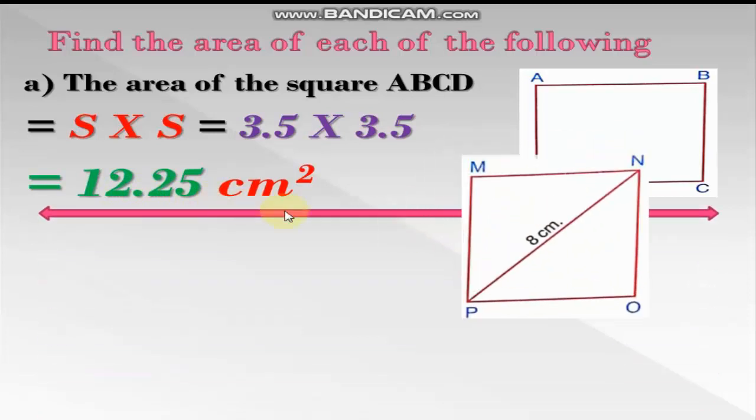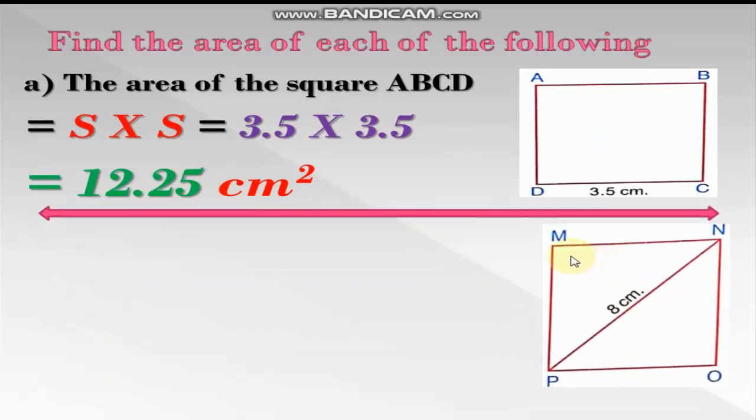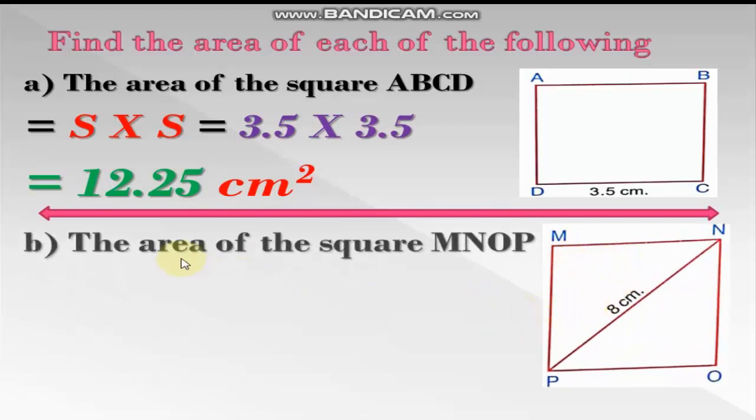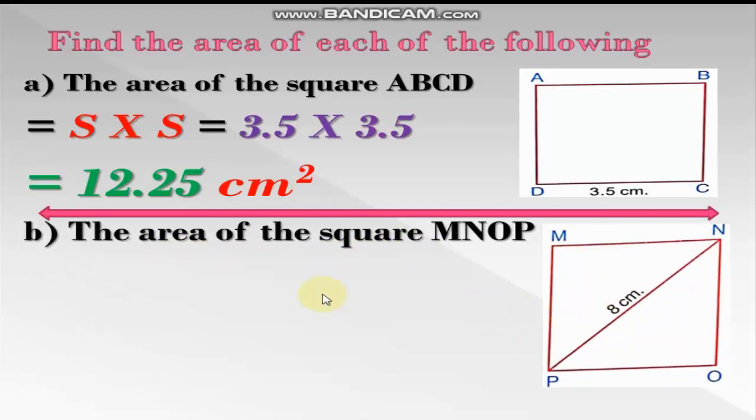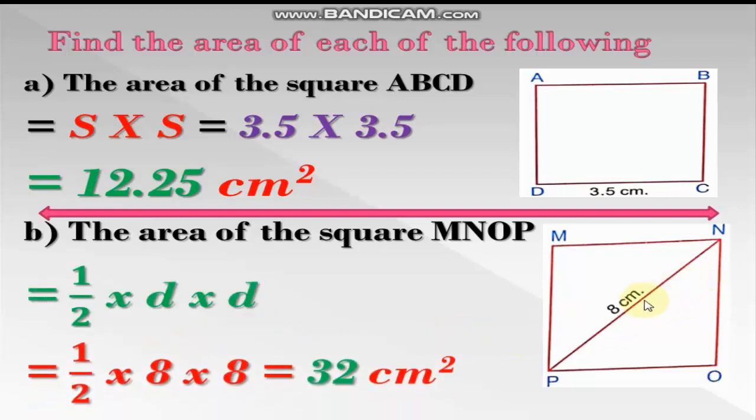Another example, the square MNOP. The area of the square MNOP equals, we have here the diagonal, and we know that the area of a square with knowing the length of its diagonal equals half times D times D. So the area of the square equals half times, the diagonal here is 8 centimeters, half times 8 times 8. Half 8 here is 4 centimeters, so 4 times 8 equals 32 centimeter square.